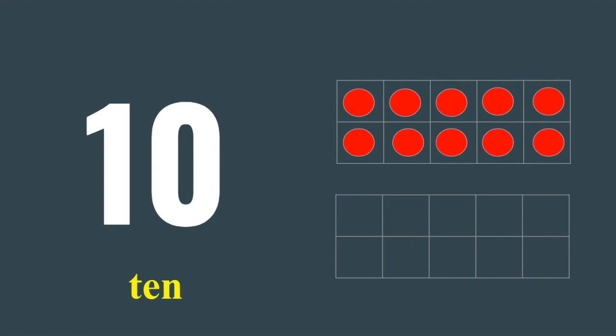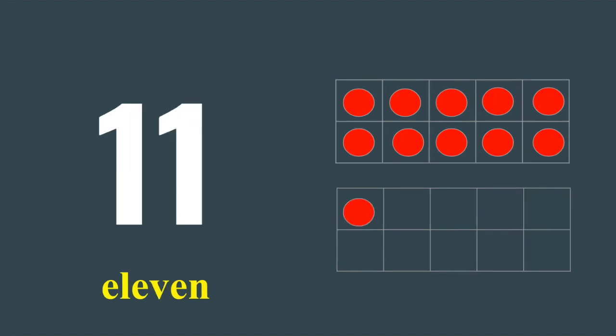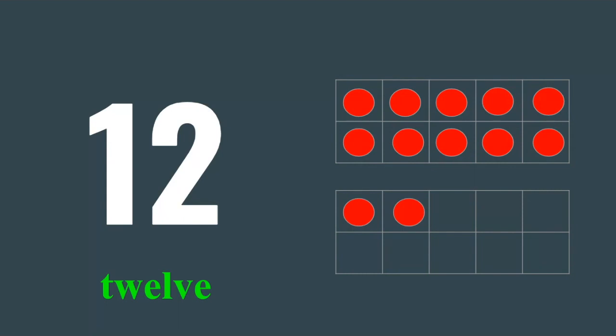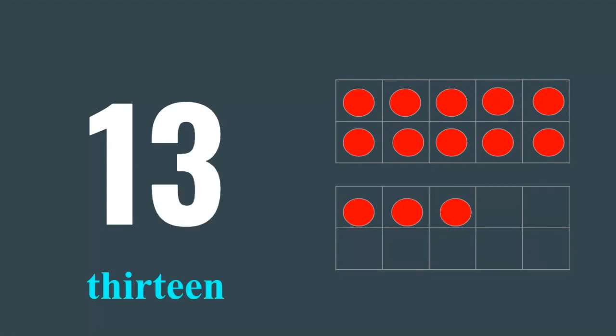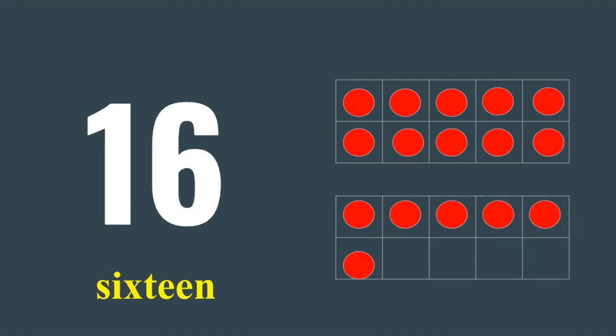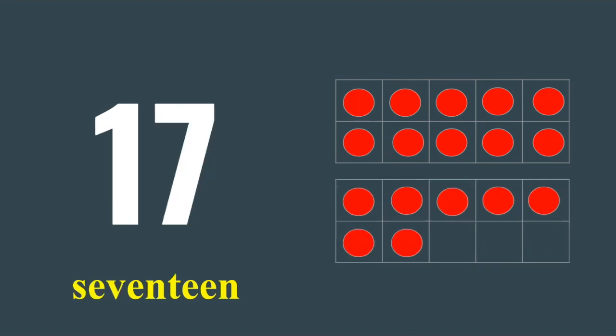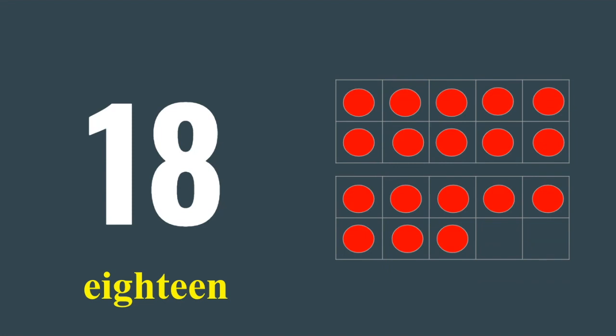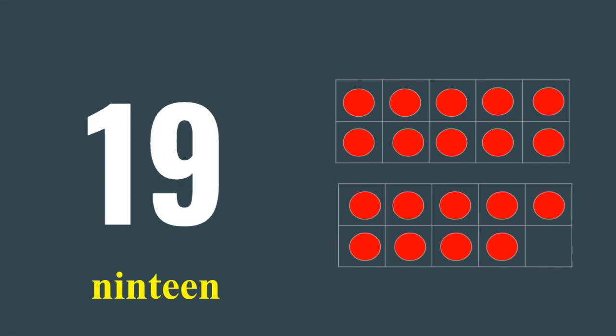Let's look at teen numbers. As we count, notice how the red circles in the double 10 frame are increasing by 1 more. Ready? Count with me. 10, 11, 12, 13, 14, 15, 16, 17, 18, 19.